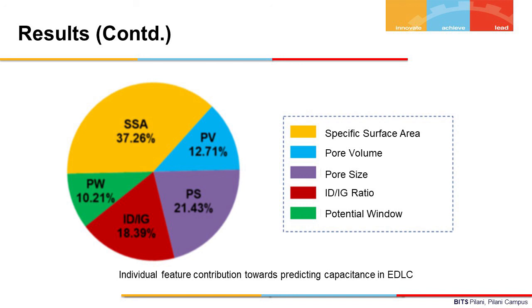Interestingly, the smallest contribution towards enhancing capacitance is the potential window of the electrolyte, only by about 10.21%. This indicates that irrespective of using ionic liquids or a high potential window electrolyte instead of conventional aqueous or organic electrolytes, its effect in enhancing capacitance will be much lower as compared to enhancing the specific surface area of electrodes in EDLC.